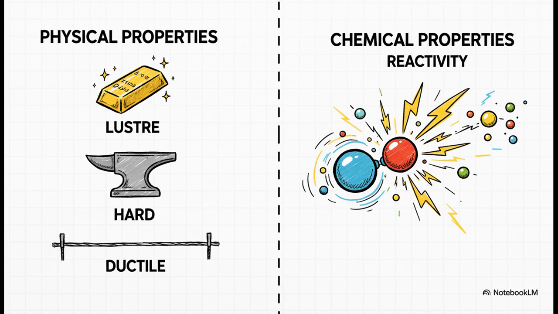Now, you already know about the physical properties of metals, don't you? We know they're shiny, a property we call luster. They are generally hard. They're malleable, which means, you remember, we can beat them into thin sheets. And they're ductile, so they can be drawn into wires. But you see, these are just their physical properties, their outward appearance. A metal's true character, its personality, really comes out when it starts reacting.